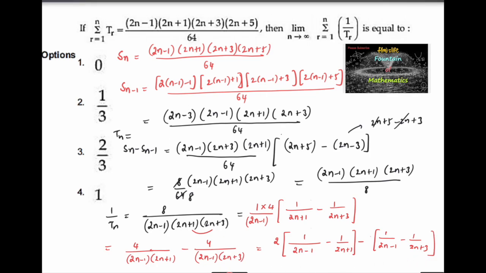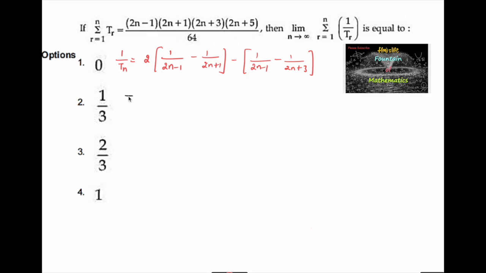Now applying summation, we get summation r is equal to 1 to n of 1 upon Tr is equal to 2 times, when r is equal to 1, 2 ones are 2, 2 minus 1, 1 upon 1 minus 1 upon 2 ones are 2 plus 1, 3, and again plus, if r is equal to 2, we'll get 1 upon 2 twos are 4 minus 1, 3, minus 1 upon 2 twos are 4 plus 1, 5, and so on.